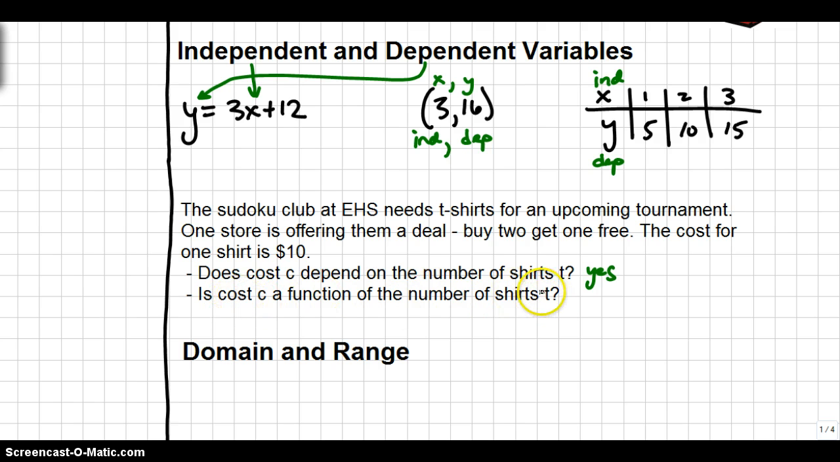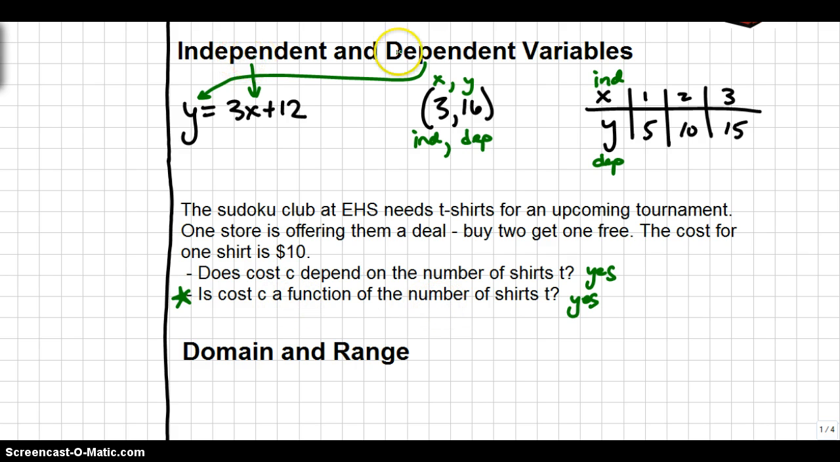And so you'd think about that the same way that we did the first question. Does C depend on the number of shirts? Just like we would say, is C a function of the number of shirts? So in both cases there we would say yes. Know that the second way is typically how the book is going to ask, or tests and quizzes are going to ask students to figure out which variable is which.